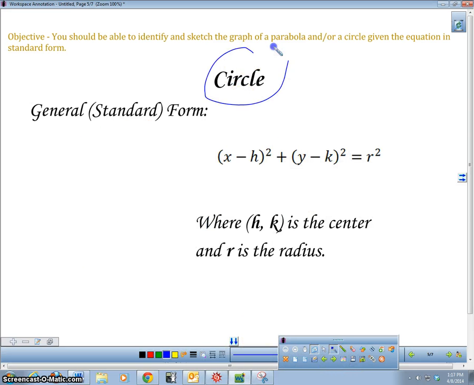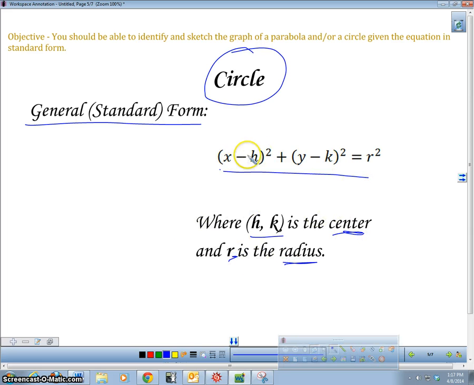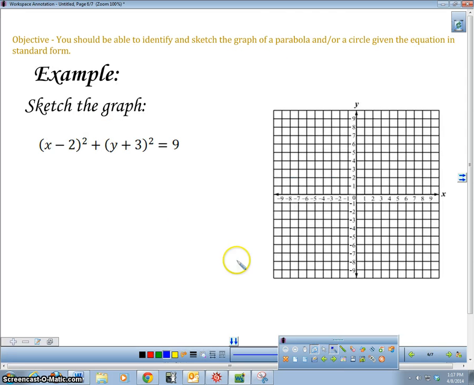This is the circle. The standard form of a circle is here, where h and k is the center of the circle and r is the radius. So these are actually pretty easy to graph. We'll take a look at one example here. The step method that you want to do is just find the center, graph the radius. So let's take a look at this problem.